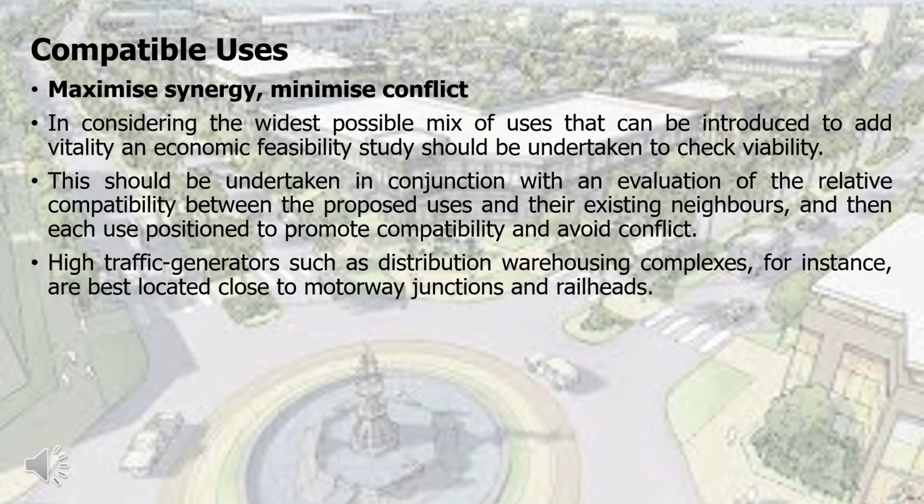High traffic generators such as distribution warehousing complexes, for instance, are best located close to motorway junctions and railheads in order to minimize conflicts with traffic inside that particular locality.